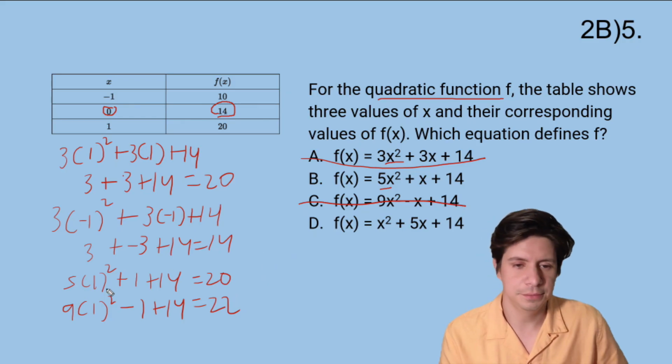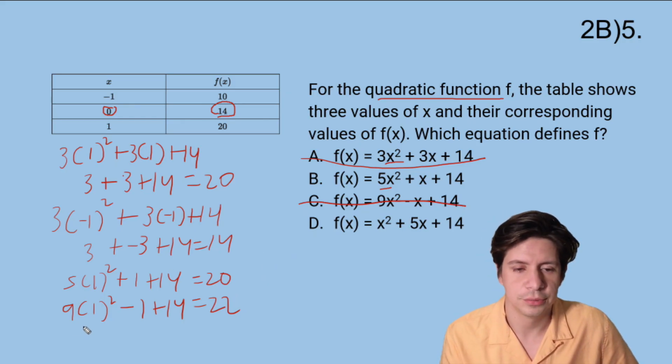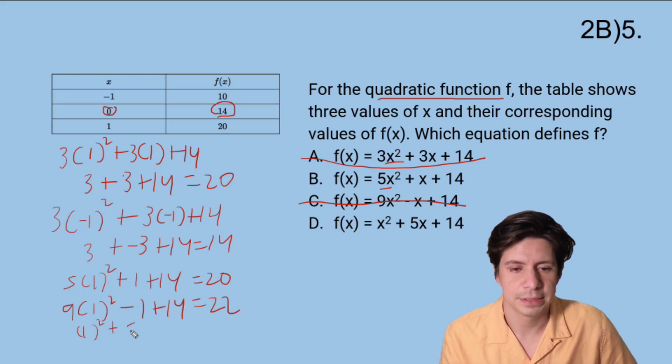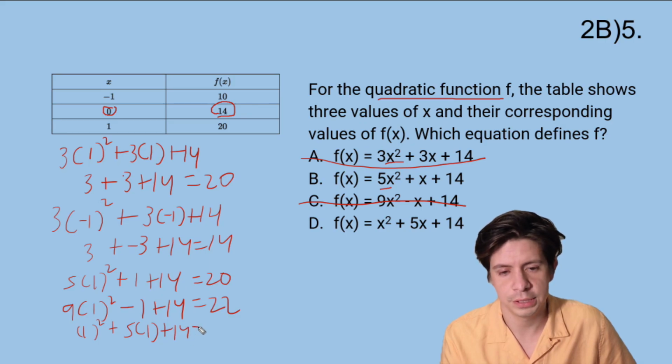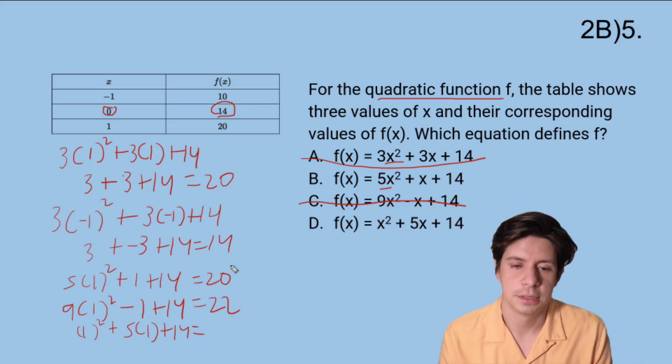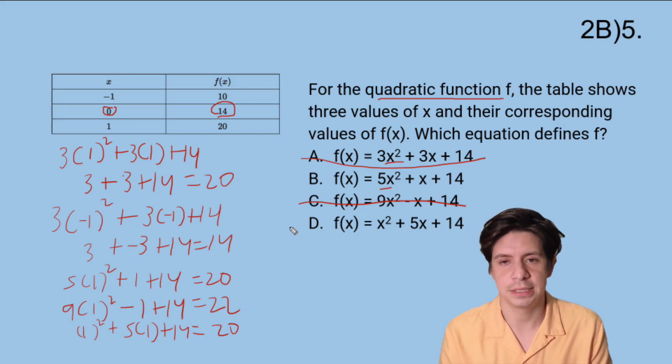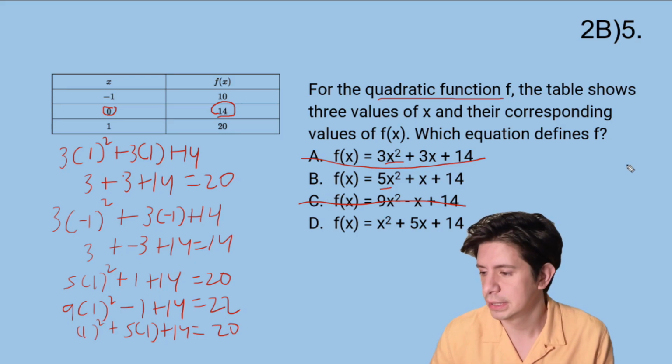And then D, we're going to do 1 squared plus 5 times 1 plus 14 equals, what does that equal? That equals 20 as well. So now we're between B and D, right? So let's see what we can do here.